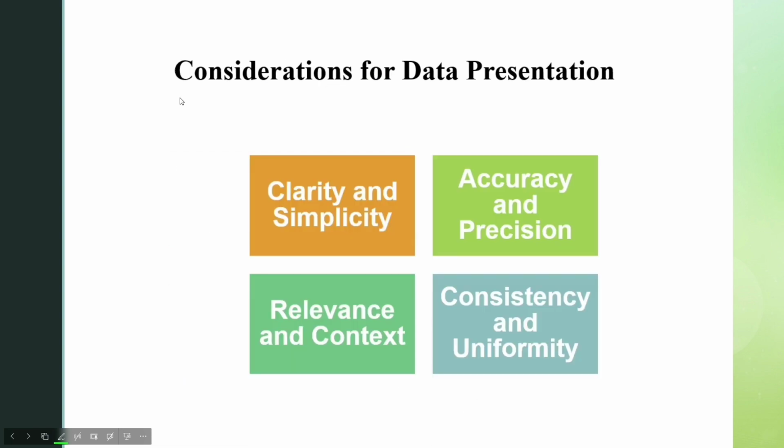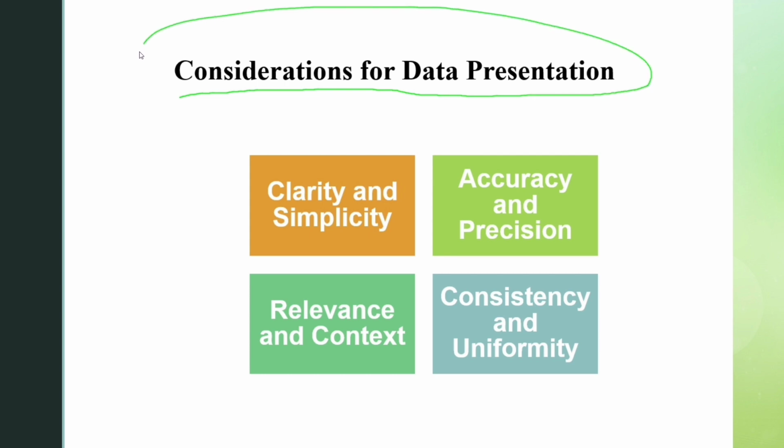Next, what are the considerations that need to be maintained for data presentation? First, clarity and simplicity. So, ensuring that the graphical and the tabular presentations are clear, concise and easy to interpret for any intended audience. Then, accuracy and precision. So present the data accurately and precisely, avoiding any misleading visual representation or misinterpretations. Then relevance and context, so providing the appropriate context and annotations to help the viewer understand the significance and implications of that data.